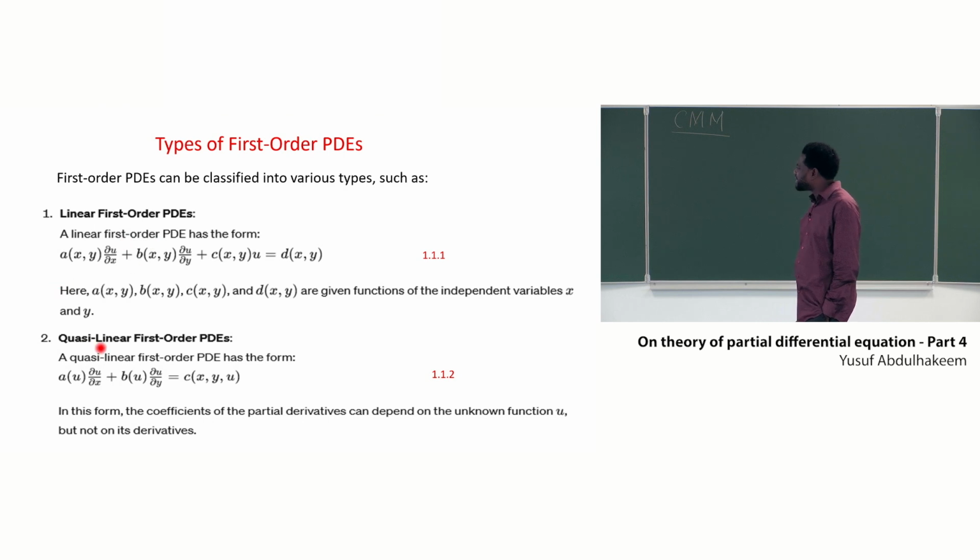And then here again, if you look at these for quasi-linear, we'll see that the coefficient of the derivative depends also on the independent variable, whereas this one here doesn't depend on the unknown function u. But these ones here depend. You can see that a of u, b of u depends on the unknown function also, which is u. So this is what makes it a quasi-linear first order PDE.